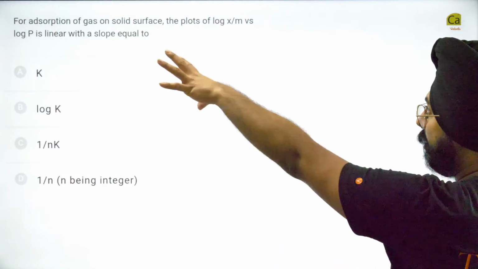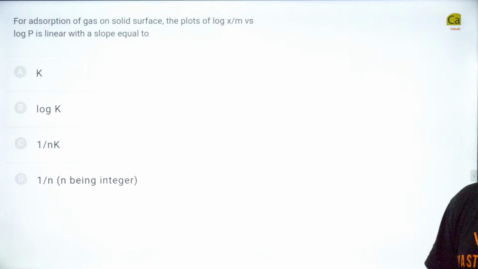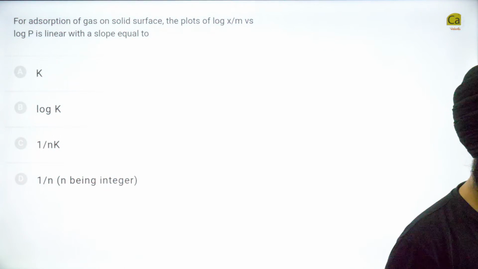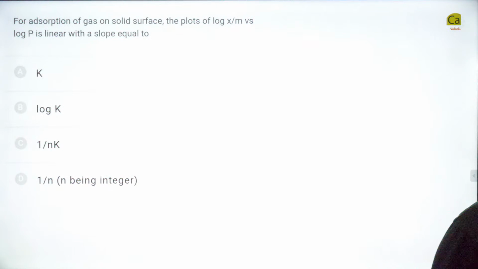Next, for adsorption of gas on a solid surface, the plot of x by m versus log p is linear with a slope of... Again they've done that very pointless thing of asking a straightforward question. This is about Freundlich's isotherm, people. Do you remember the logarithmic form of Freundlich's isotherm?